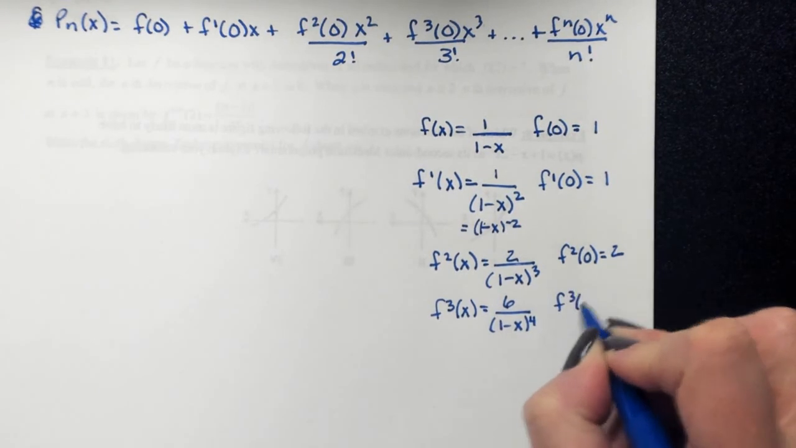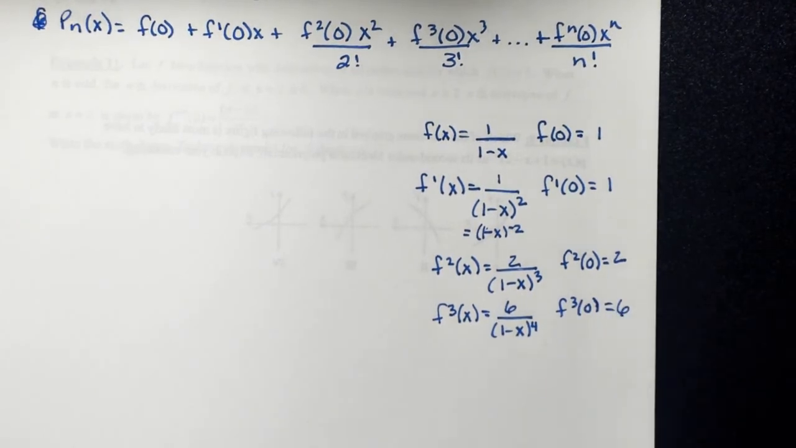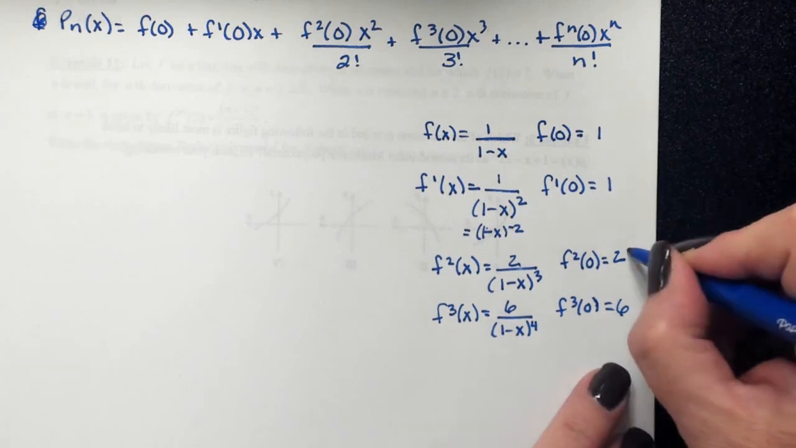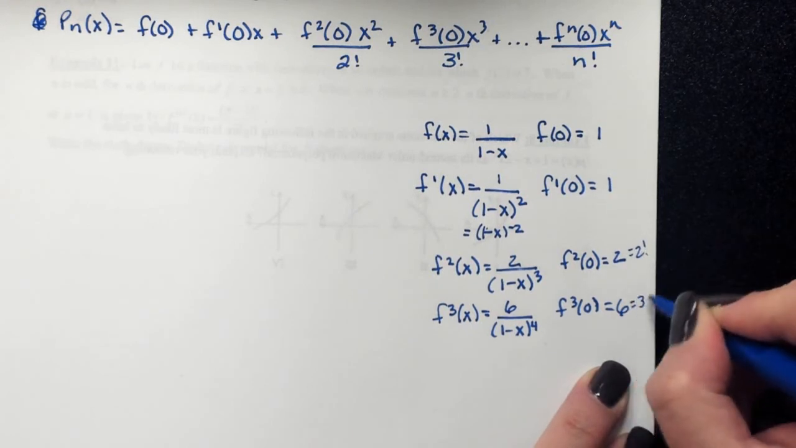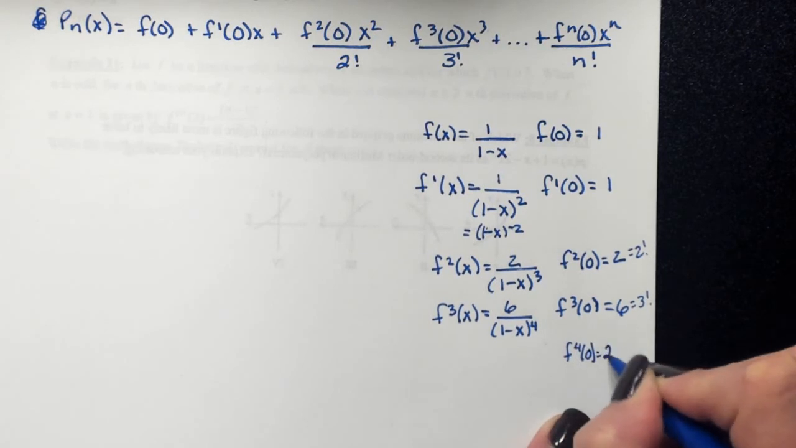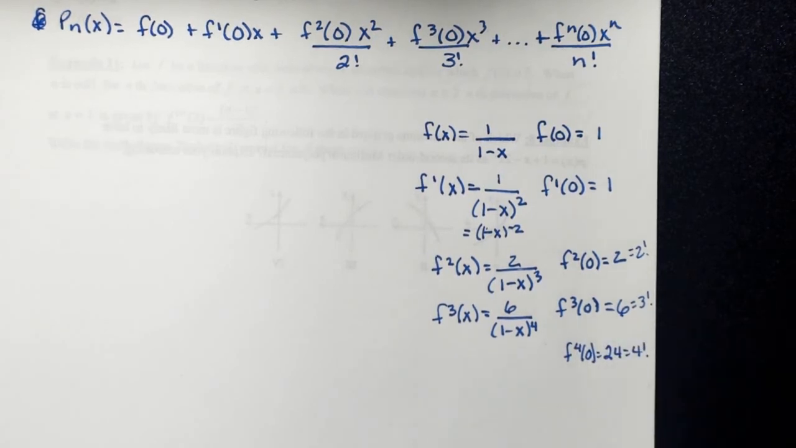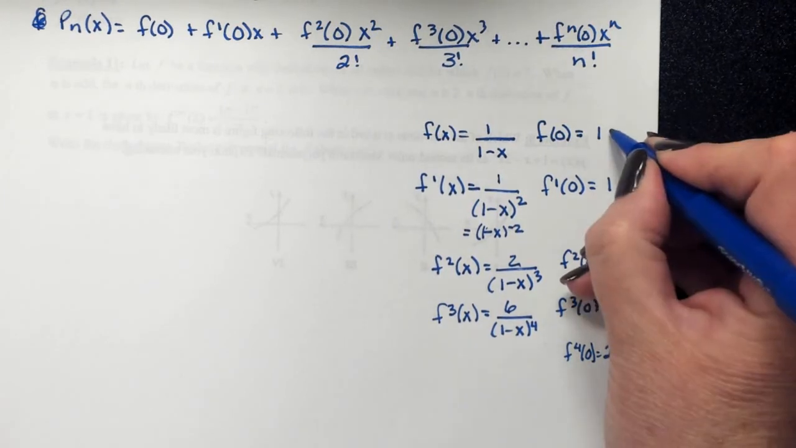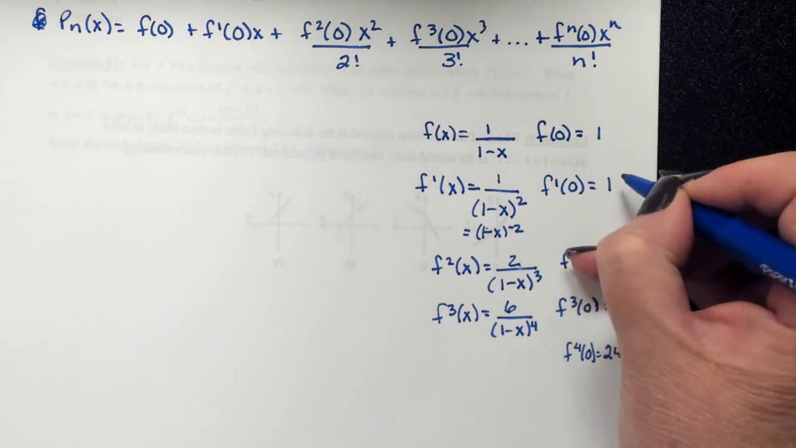So now f to the third of 0 is going to be what? 6. Now thinking ahead, the fourth derivative would be what? 24 over 1 minus x to the fifth. Notice those numbers I wrote on the board in terms of factorial. All right? So remember, 2 is actually equivalent to 2 factorial. 6 is equal to 3 factorial. If I was to find the fourth derivative at 0, that would also be 24, which would be 4 factorial. And like I mentioned, 1 is actually 0 factorial, 1 is actually 1 factorial.